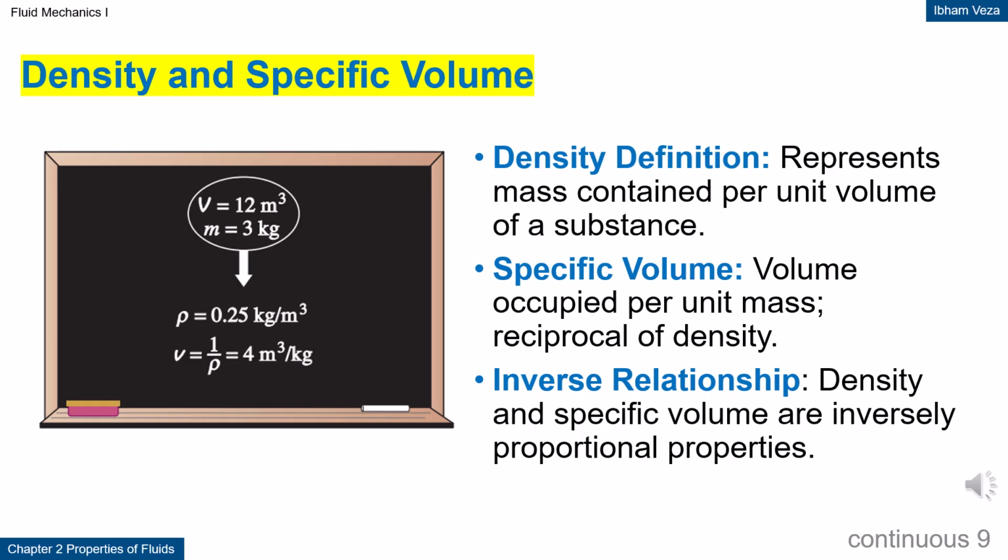Density and specific volume. Density is defined as mass per unit volume, while specific volume is volume per unit mass. These two quantities are inversely related, so v equals 1 over rho. This concept is very important in almost all fluid mechanics and thermodynamics calculations. Many other fluid properties are expressed based on density. Therefore, density is one of the most fundamental properties of fluids.